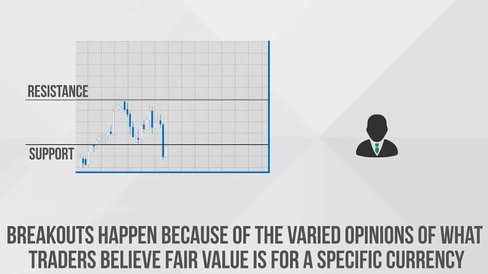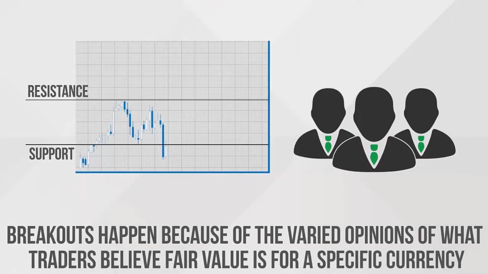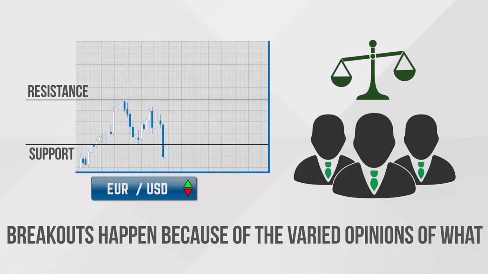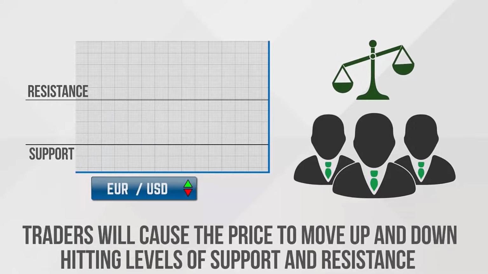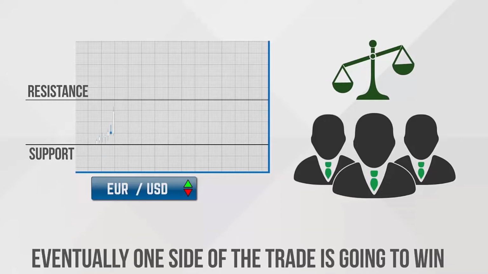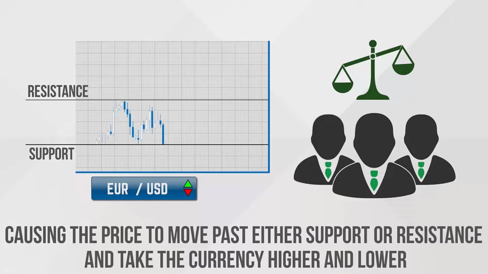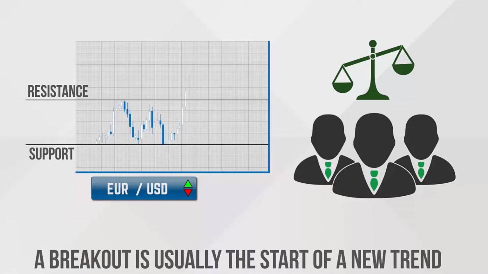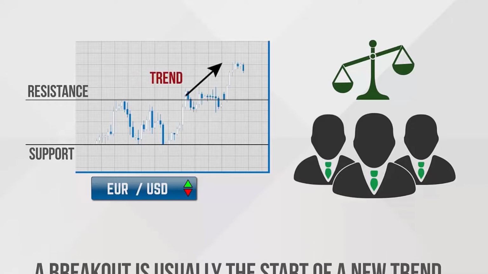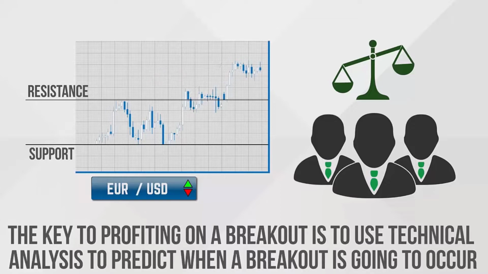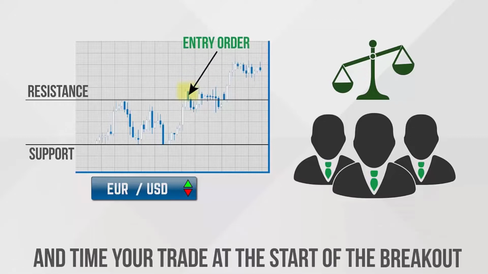Breakouts happen because of the varied opinions of what traders believe fair value is for a specific currency. Traders will cause the price to move up and down, hitting levels of support and resistance, but eventually one side of the trade is going to win, causing the price to move past either support or resistance and take the currency higher or lower. A breakout is usually the start of a new trend. The key to profiting on a breakout is to use technical analysis to predict when a breakout is going to occur and time your trade at the start of the breakout.